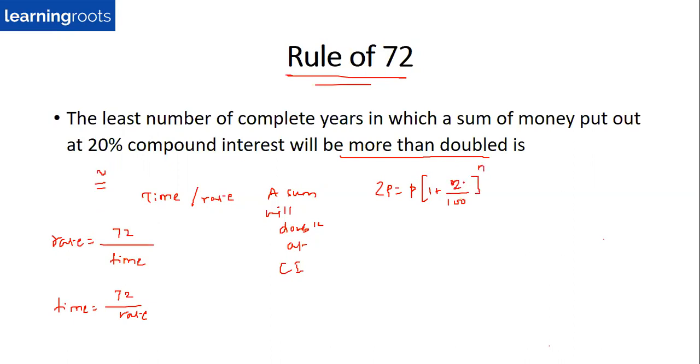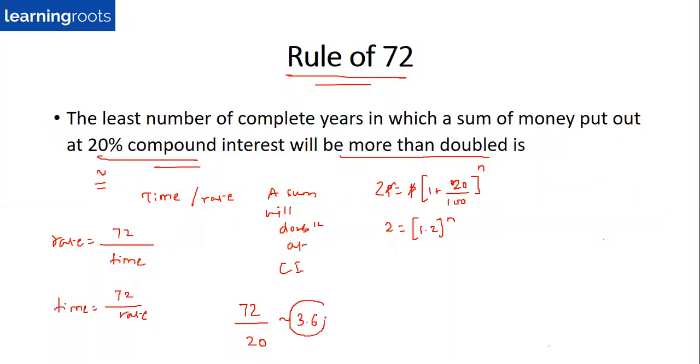So I'm just replacing r with 20. So p will cancel, of course. So what you're trying to find is 2 is equal to 1.2 raised to what? And if you actually use the calculator that you have, you will get the value of n, which will be very close to the value that we are going to get by this calculation. Okay. So the calculation says that you divide 72 by whatever is given to you. In this case, you are given the rate of interest, which is 20. So 72 divided by 20. Okay. You get what? 3.6.